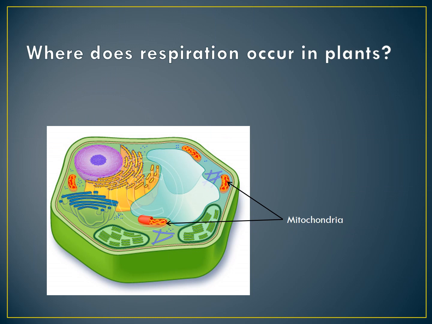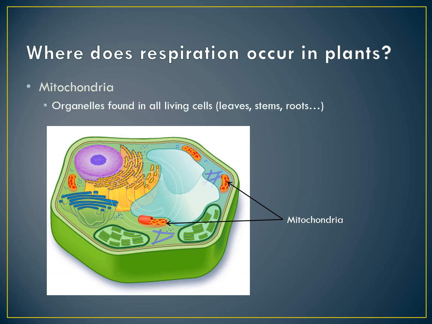Photosynthesis occurs in chloroplasts. Respiration occurs in different cellular organelles called mitochondria. Mitochondria are organelles that you find in all the living cells of a plant, in leaf cells, in stem cells, in root cells. So mitochondria are different in the sense that they're located in all the living cells of a plant, whereas chloroplasts are primarily going to be located in leaves and perhaps in the stem cells of certain plants as well.